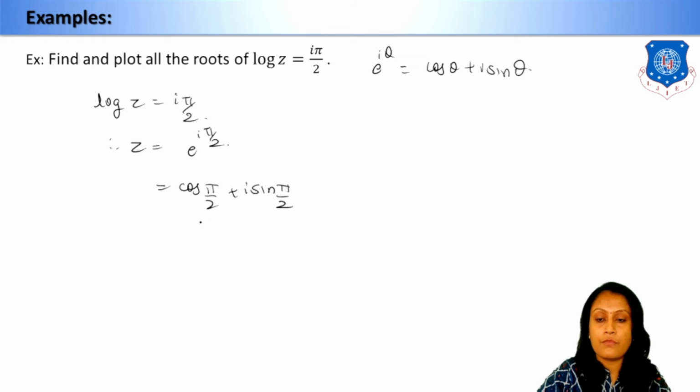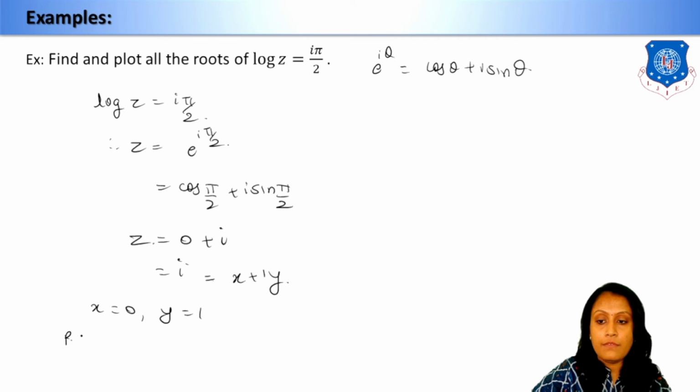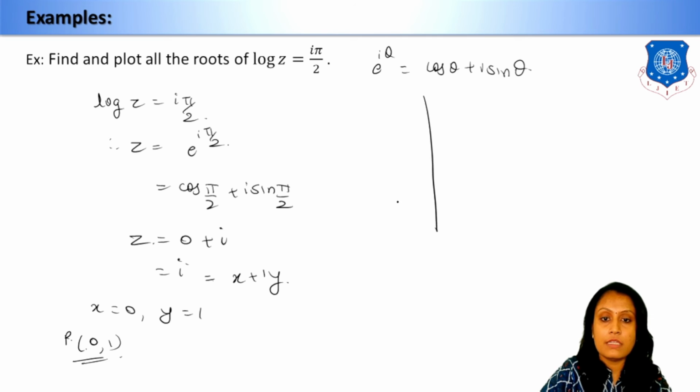Now we know the value of cos pi by 2 is 0 and sin pi by 2 is 1. Okay, so this is 0 plus I, right? So answer of z is what? 0 plus I, that is equals to I. So if you will compare it with x plus iy, okay, you will get the answer of x as 0 and the answer of y 1. So the point we are getting is 0 comma 1. Okay, so we need to plot this point over here. Okay, so this is x-axis, right? This is y-axis.